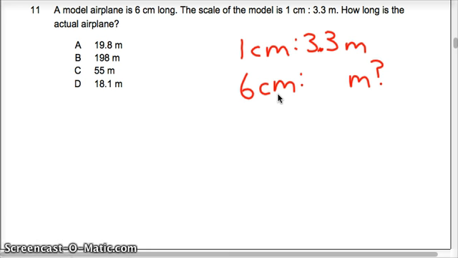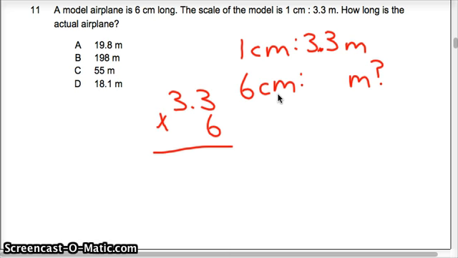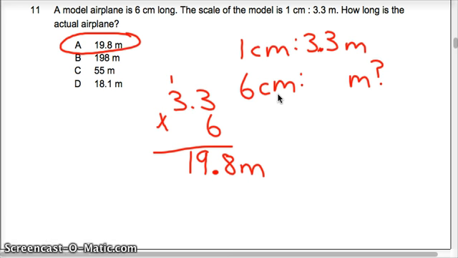Well, each one is 3.3, so that means I want to take 3.3 and find out how many 6 of those would be. So 3 times 6 is 18. 3 times 6 again is 18, plus 1 is 19. I bring down my decimal, because I have one number to the right of the decimal in my problem. That means I have one number to the right of the decimal in my answer, and this is meters. So 19.8 meters.